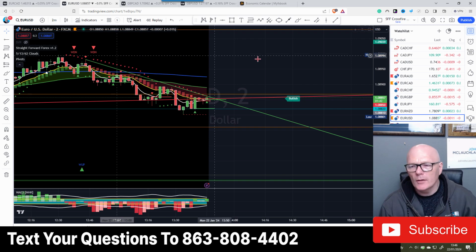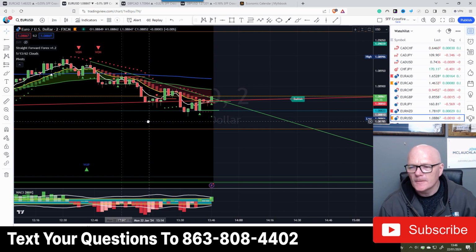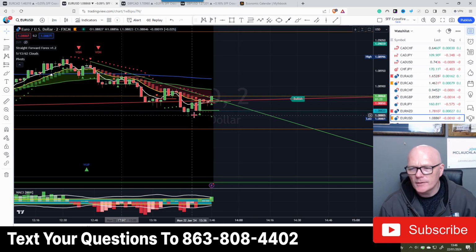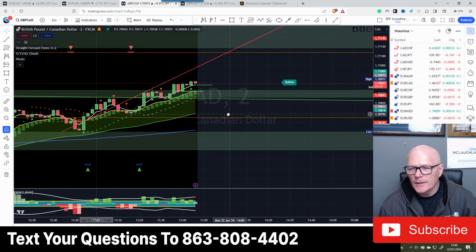Come back. Euro USD, middle of nowhere, kind of congested, going sideways. And you can see how price respected that area of interest. It's going up, and there's still a massive area of resistance there. So I'm just going to leave that for now. Pound Canadian, and this Pound Canadian may well do this all the way up.